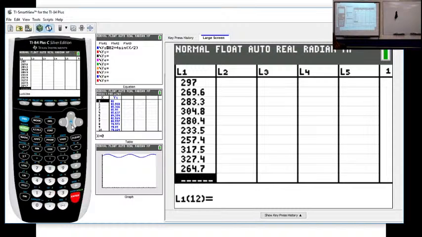264.7, 307.7, 310, 343.3, 328.1, 342.6, 338.8, 340.1, 374.6, 336.1, and that's the last value.